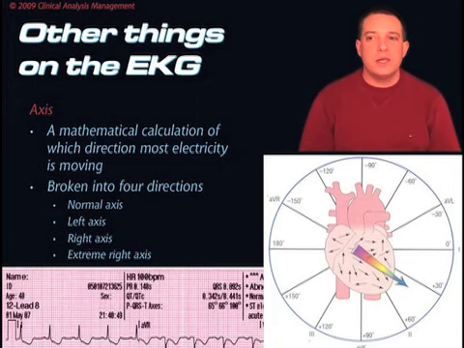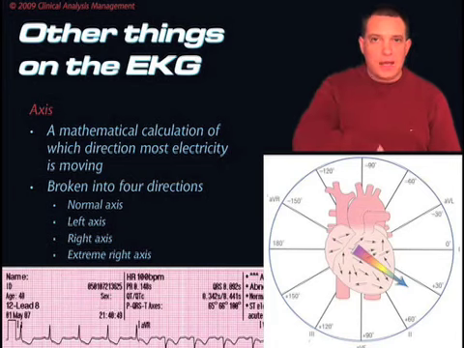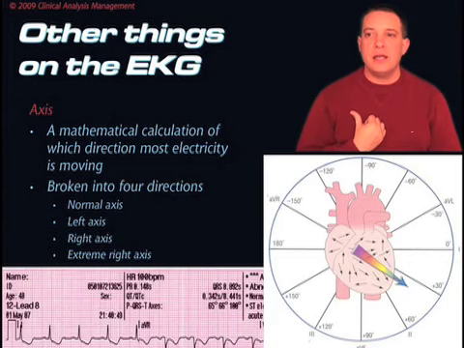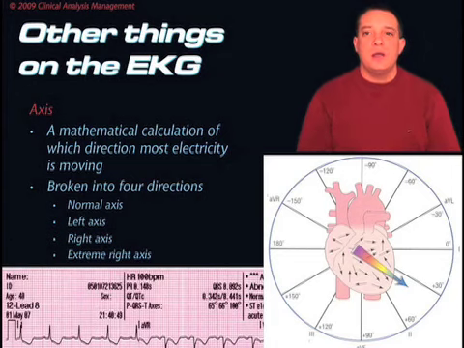So, for instance, if we had an axis that was 0 degrees, what that would tell us is the electricity is basically going straight left. If we had an axis that was positive 90 degrees, it would be going straight down. If it was 180 degrees, that would mean the electricity was basically going straight right. And if it was negative 90 degrees, that would tell us the electricity was basically going straight up. So when we talk about axis, we actually have a couple of ways that we can figure the axis.